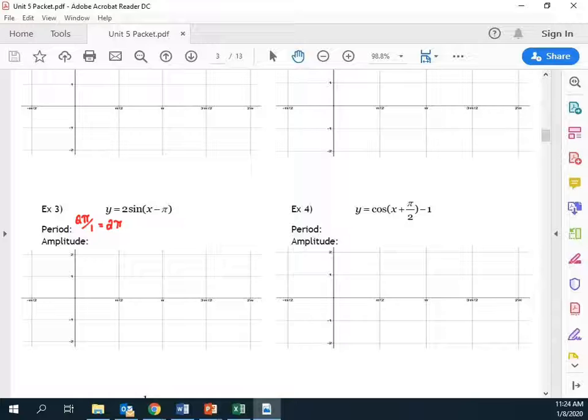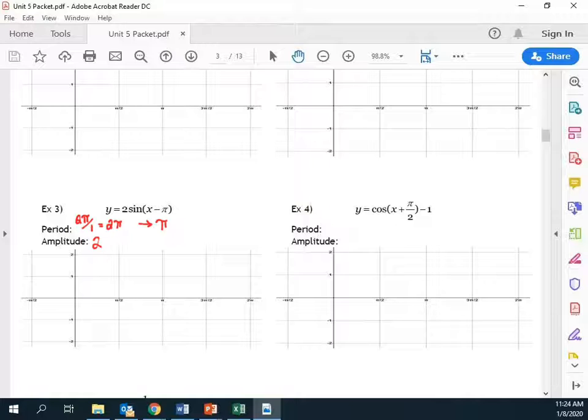What is the amplitude? How far up are we going from the center and down? 2. Is there any other transformation going on? Good. Which direction? Right. That's it. Actually, we're not even changing 3 things. We're only changing 2 things. So, let's go and make that happen.